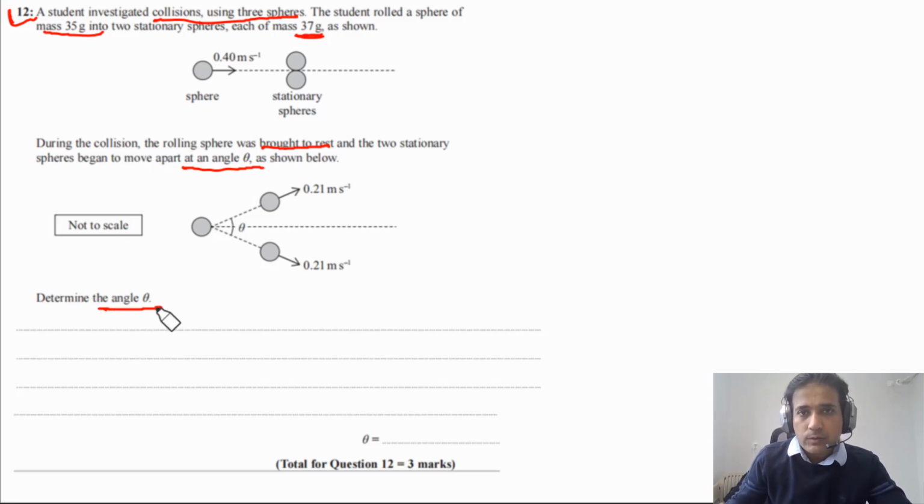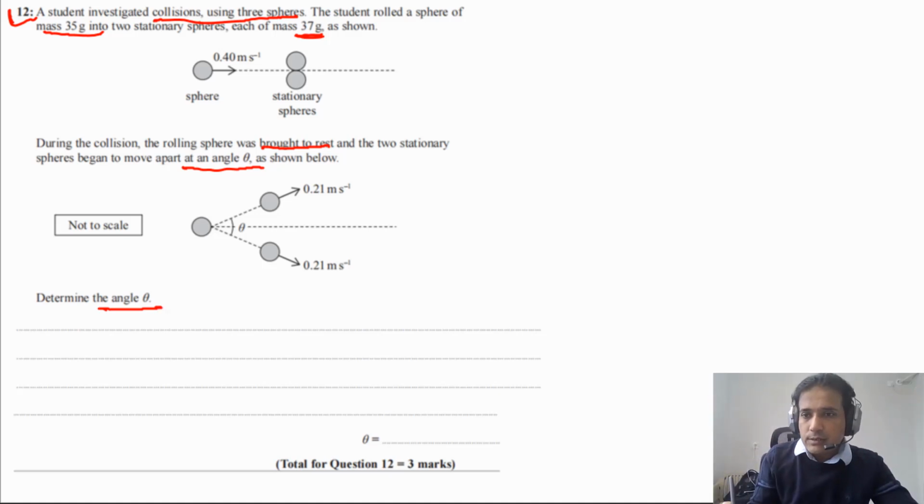First of all, we need to understand that this is a 2-dimensional collision. In a 2-dimensional collision, the sum of momentum along the x direction before collision is equal to the sum of momentum along the x-axis after collision, and this is also true for the y direction. So we can treat momentum along the x-axis and along the y-axis separately. This is just like 1-dimensional.